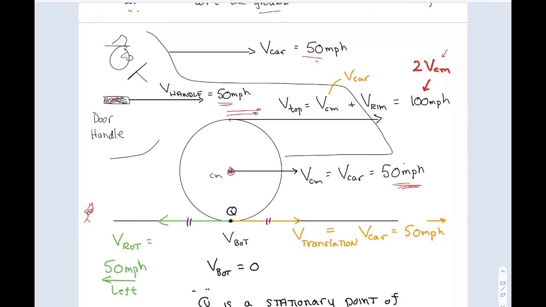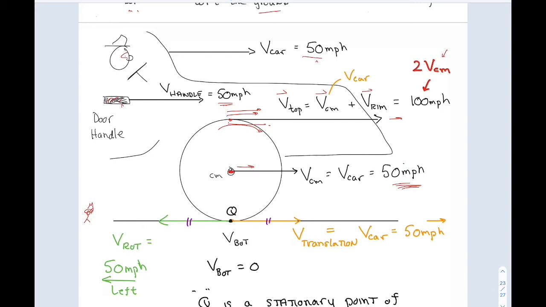So the car's headed to the right at 50 miles an hour, the door handle is headed to the right at 50 miles per hour, but the top of the wheel is headed to the right with a velocity of 100 miles per hour. So different points of the wheel have different velocities and hence different speeds because they're doing different things. The center of mass of the wheel is only moving to the right. The top of the wheel is headed to the right, just like the center, but it's also rotating. That's why you add up, and you can put these if you want. You don't have to, because 100's not a vector. But think of adding those 2 arrows as vectors.